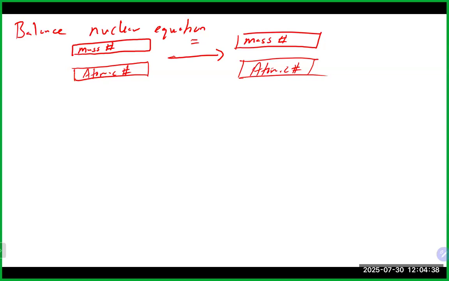A reminder that if you do have a coefficient in front of something in that equation, you do have to multiply that coefficient by the mass number and the atomic number as well to take advantage of that.